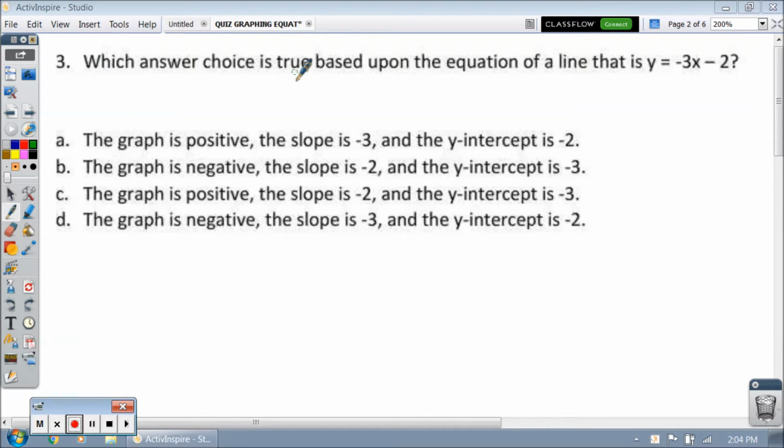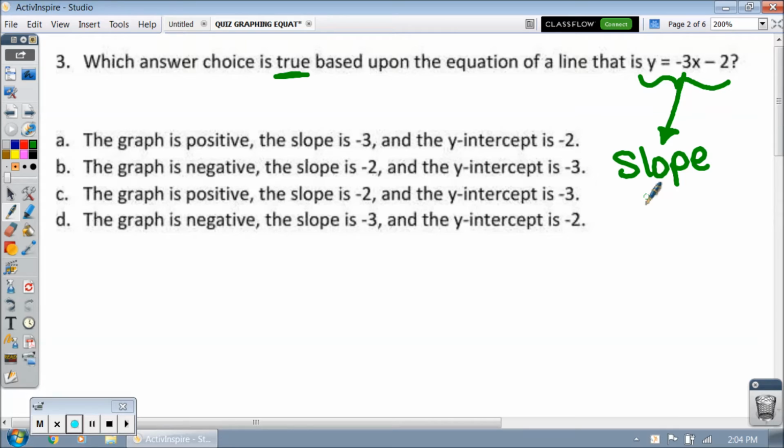3. Which answer choice is true based upon the equation y equals negative 3x minus 2? So let's start with the negative 3. That is our slope. If you have a negative slope, the line is going down. So we know it's going to be a negative line. It can't be A because they're saying the graph is positive. It can't be C because they're saying the graph is positive.